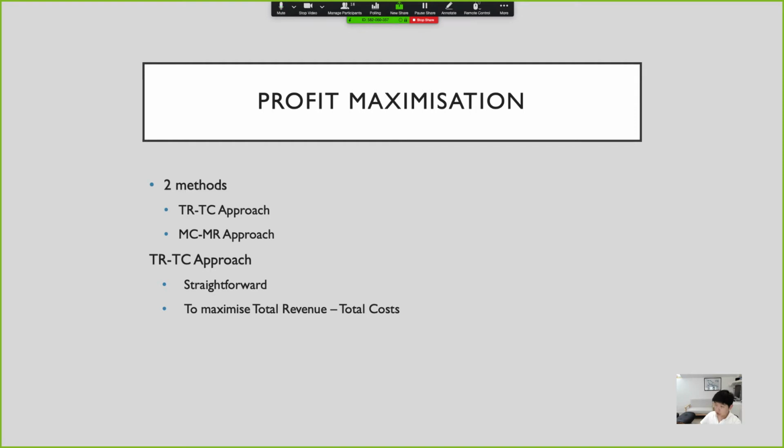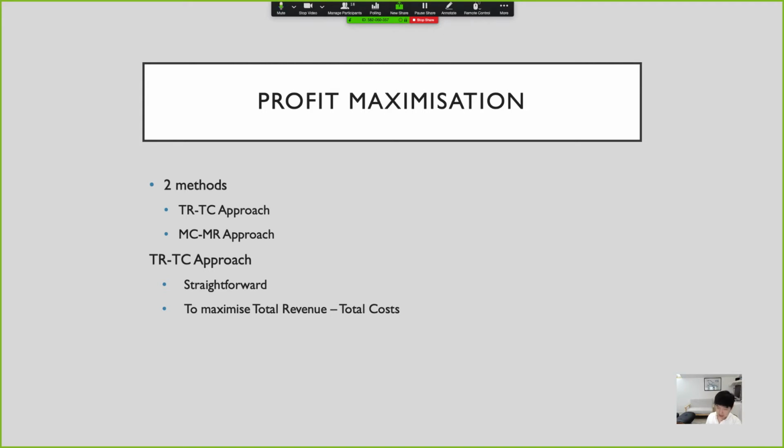Right, so we assume that all firms by default want to maximize profits. But how do firms actually try to maximize profits? There are two ways to try to maximize profits. One is what we call the TR minus TC approach. TR stands for total revenue, TC stands for total cost. And then there's also the MC-MR approach. MC-MR approach stands for marginal cost, marginal revenue approach.